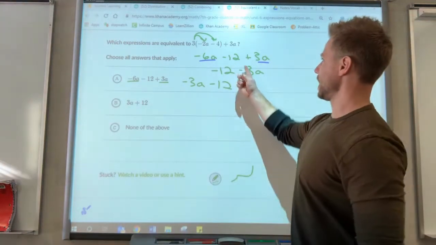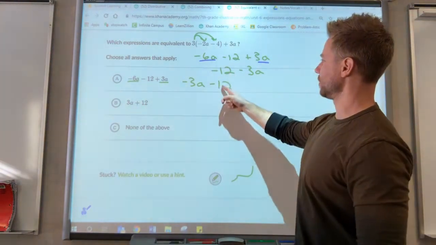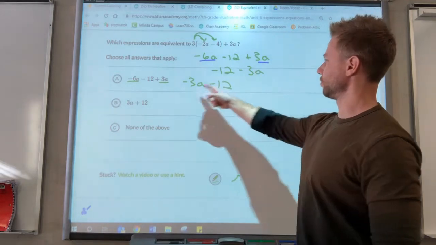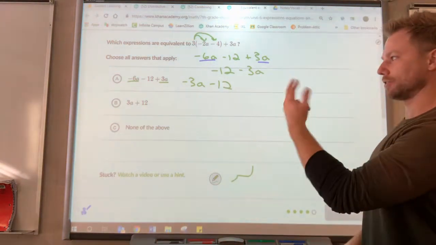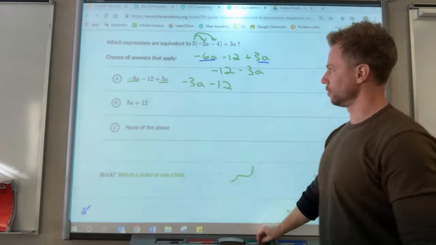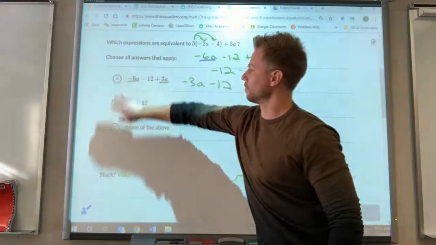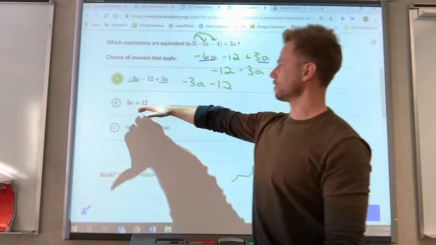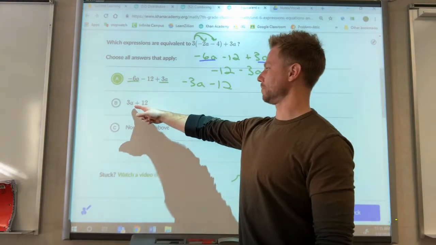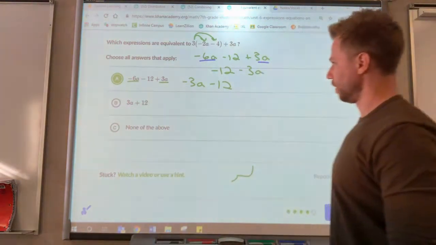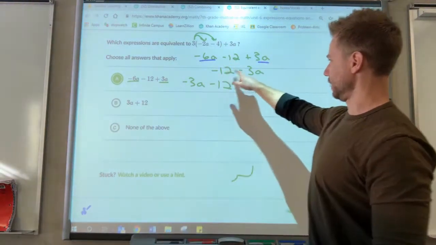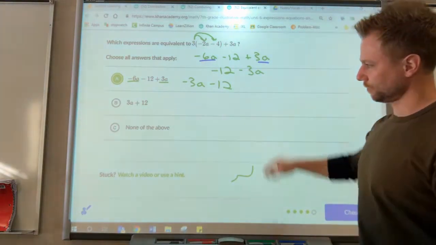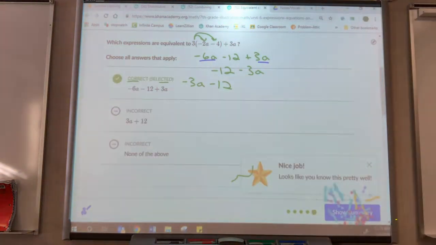Okay, now that is actually the same as this one. It's a negative 12, a negative 12, a negative 3a, a negative 3a. Doesn't matter that the order is switched. Those are the same. So A would work. B is close, but the signs are the opposite. It's a positive 3a and a positive 12. We need a negative 3a and a negative 12. So it's just A for that one.